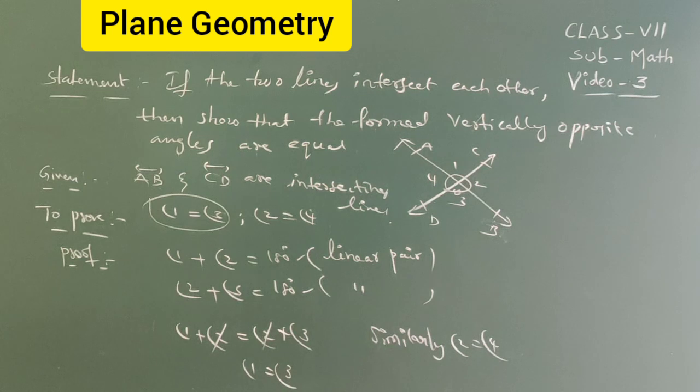In a plane, if two lines intersect each other, the formed vertically opposite angles are equal. We proved it now.